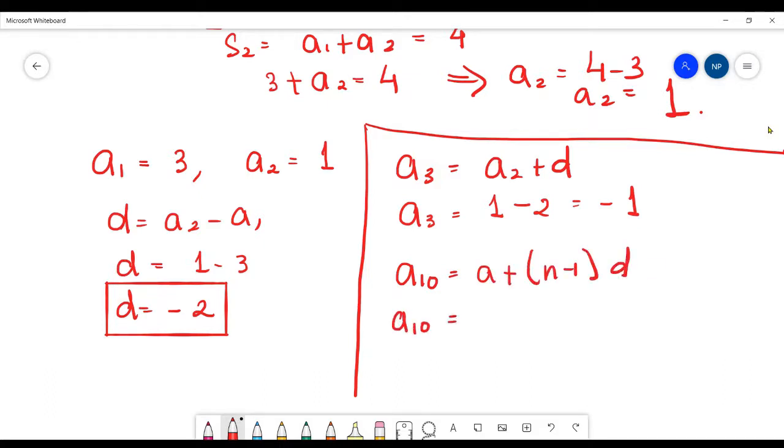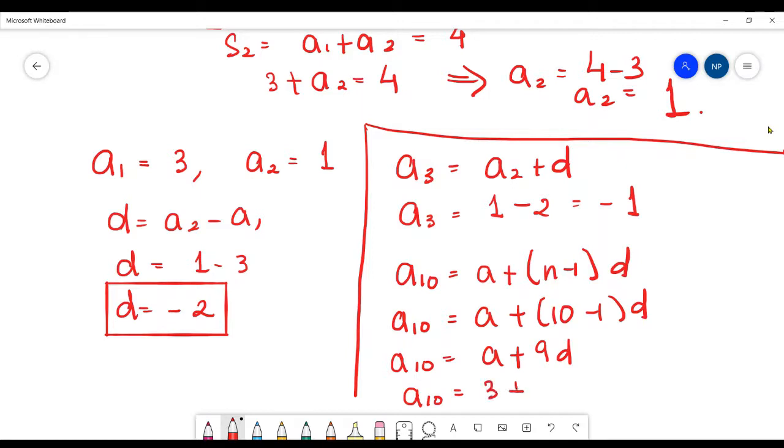A10 is equal to a plus 10 minus 1 into d. A10 is equal to a plus 9d. This is the generalized formula. Put in all the numbers. Our first term is 3 plus 9 into d, which is minus 2. We get 3 minus 18. The value of A10 is equal to minus 15.